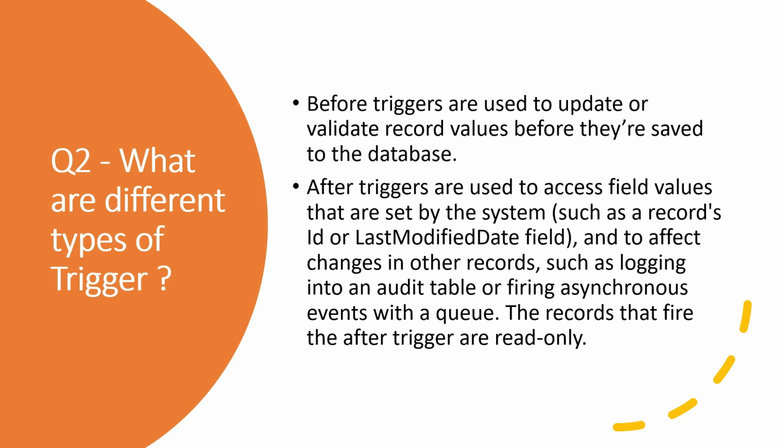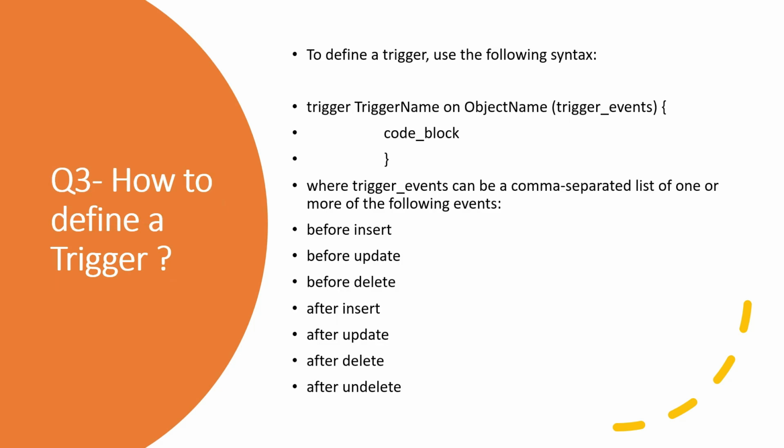Before triggers are used to update or validate record values before they are saved to the database. After triggers are used to access field values that are set by the system, such as record ID, last modified date field, and to effect changes in other records, such as logging into an audit table or firing an asynchronous event with a queue. The records that fire the after triggers are read only.